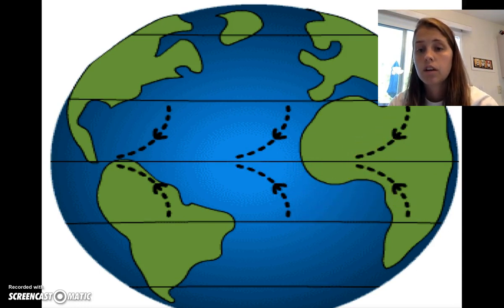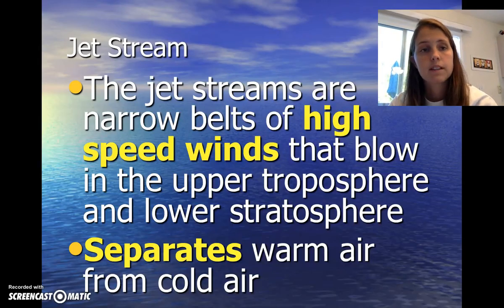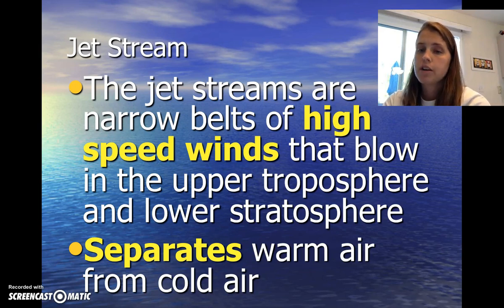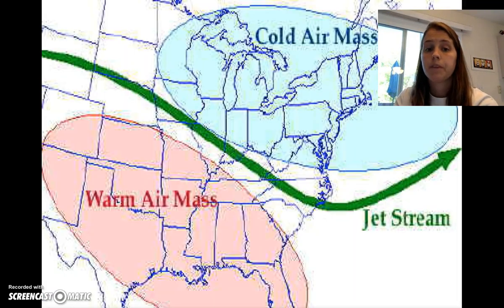So that makes sense. Okay, jet stream. The jet streams are narrow belts of high wind speeds that blow in the upper troposphere. So this is basically the thing that's carrying the weather from one place to another. And it exists all the way from the upper troposphere along the tropopause into the lower stratosphere. And it separates warm air from cold air. So you'll notice the jet stream is right here. We've got cold air masses up here and warm air masses down here.